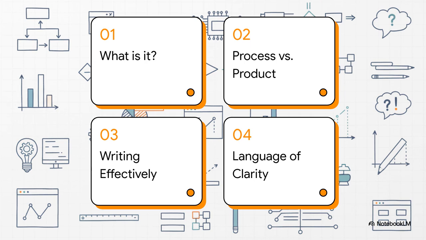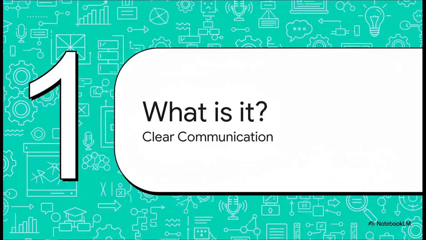So, here's our game plan. First, we'll nail down the basics, what a technical description even is. Then, we'll look at the two main types you'll see, process versus product. After that, we'll get practical and walk through 3 key steps to writing one that actually works. And we'll wrap up by focusing on the language itself, the words that create real clarity. Ready? Let's jump in.